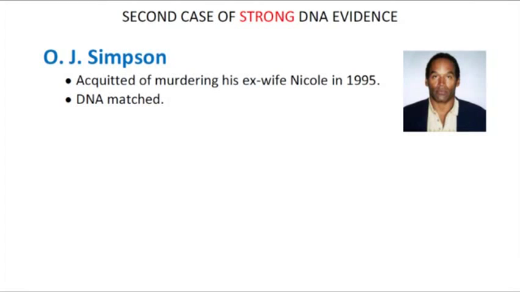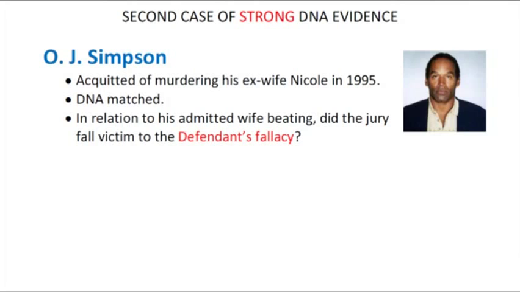Now, a second case of strong DNA evidence. O.J. Simpson was acquitted of murdering his ex-wife Nicole in 1995, despite there being a DNA match. Anyone who saw the car chase live on television which led to his arrest will know that he was an obvious suspect, and so this DNA evidence certainly falls into the strong category, in that the evidence was there before the match was found. So how did O.J. get off? Well, possibly in relation to his admitted wife beating, the jury fell victim to the defendant's fallacy.